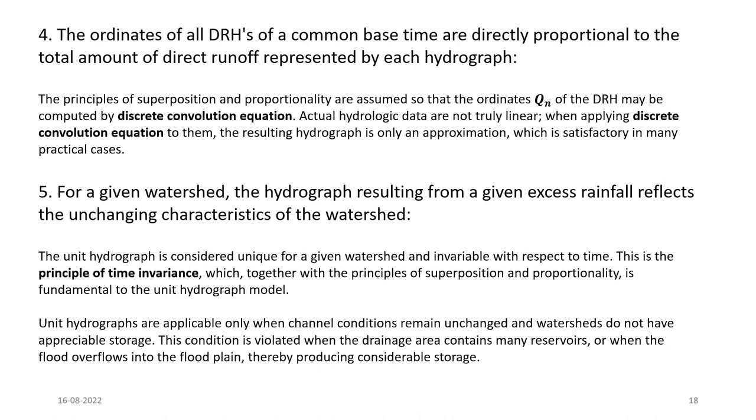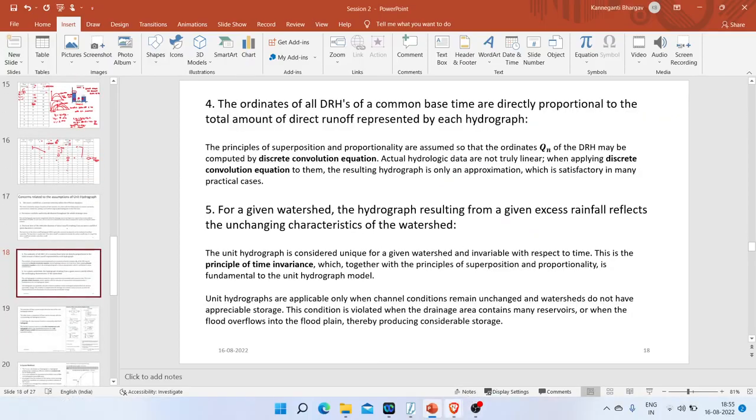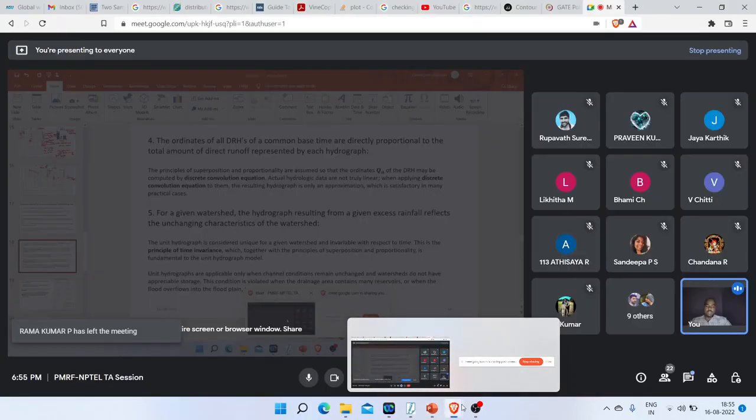The ordinates of all DRHs of common base are directly proportional to total runoff. This is also the same. Suppose there is a significant land use change or any urban development, in these cases all these assumptions will be violated. Okay, so I'll stop here.